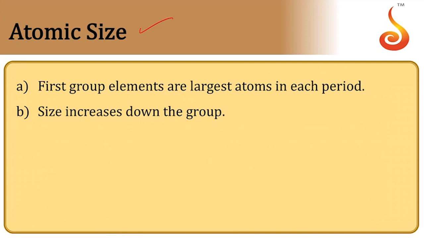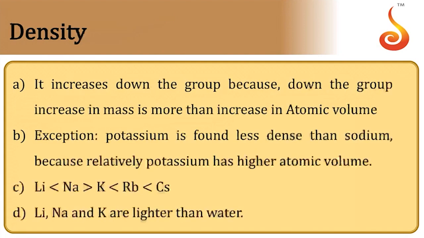Let us take the first property, atomic size. The first group elements have the largest atoms in each period. That is, across a period, atomic size decreases. Therefore, the first group atoms will have the largest atomic size. And the size of the atom increases down the group, because down the group the number of orbits increases. This is the same with respect to the second group also. In the second group also, the atomic size will increase down the group.